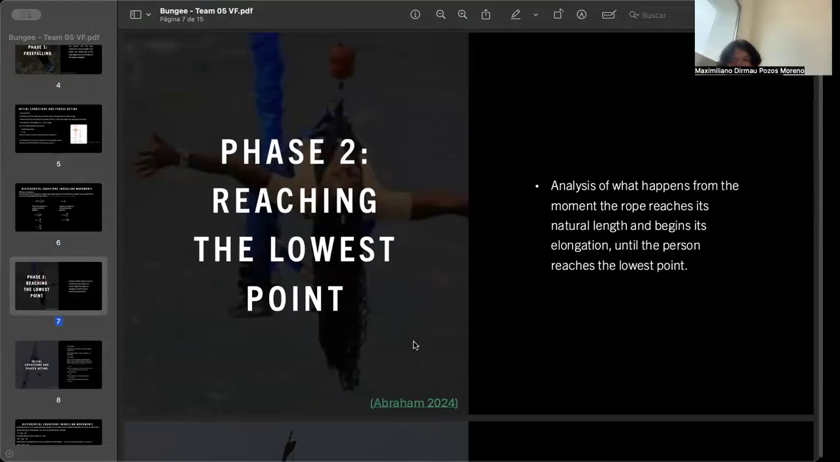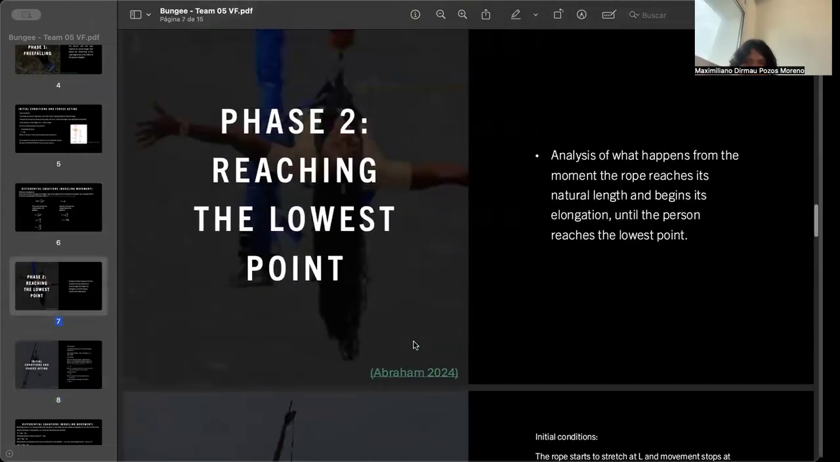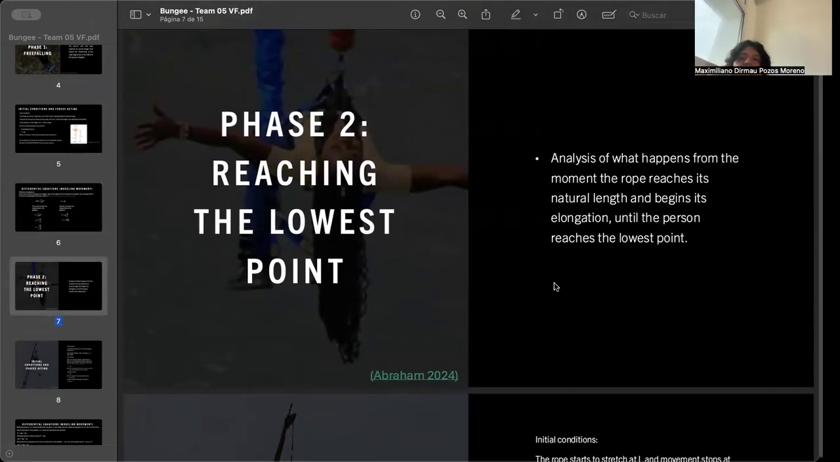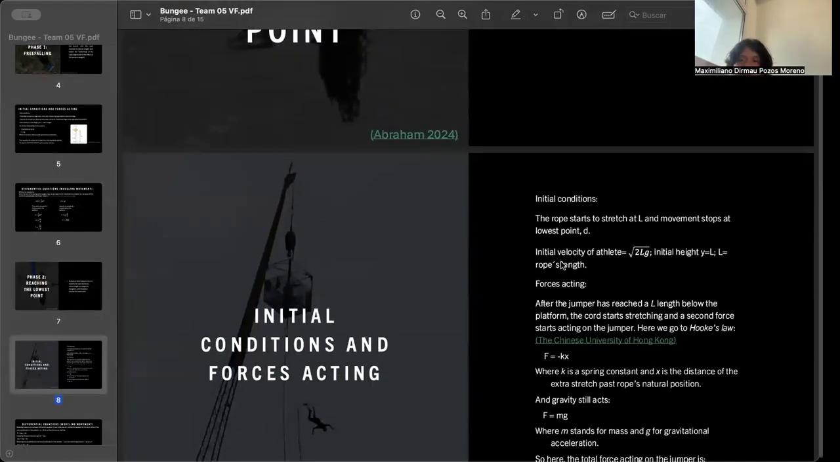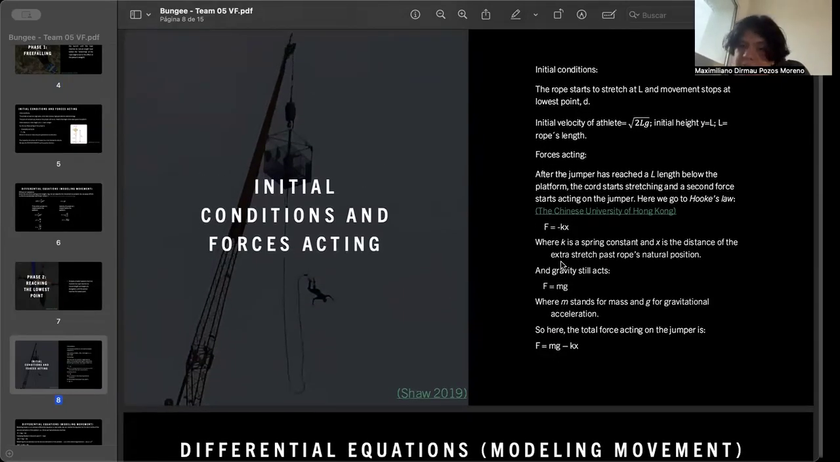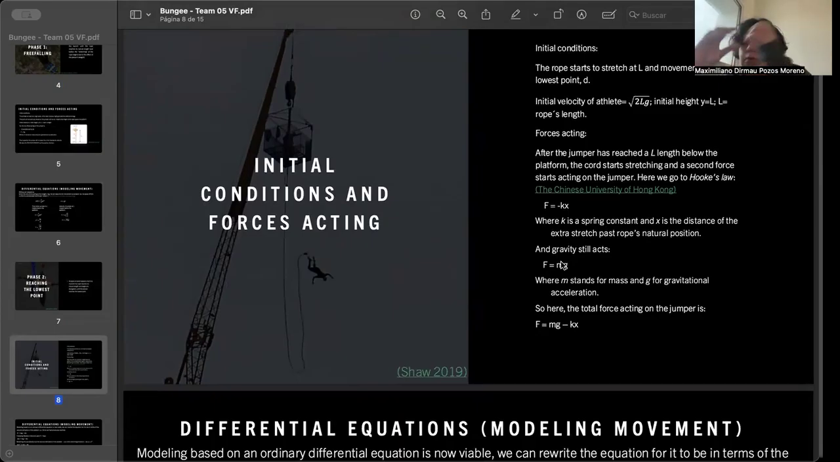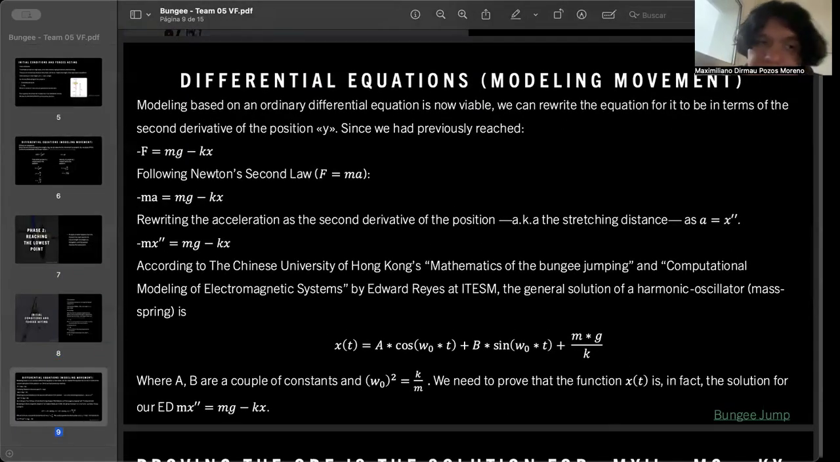And phase two is reaching the lowest point. In this second phase, things get interesting. Once the rope reaches its natural length, it starts to stretch. From this point on, there are two forces acting on the jumper: gravity pulling down, still m times g, and the elastic force from the rope, which is F equals minus k times x. Here k is the elastic constant, and x is the extra stretch of the rope beyond its natural length. So the total force is mg minus kx.